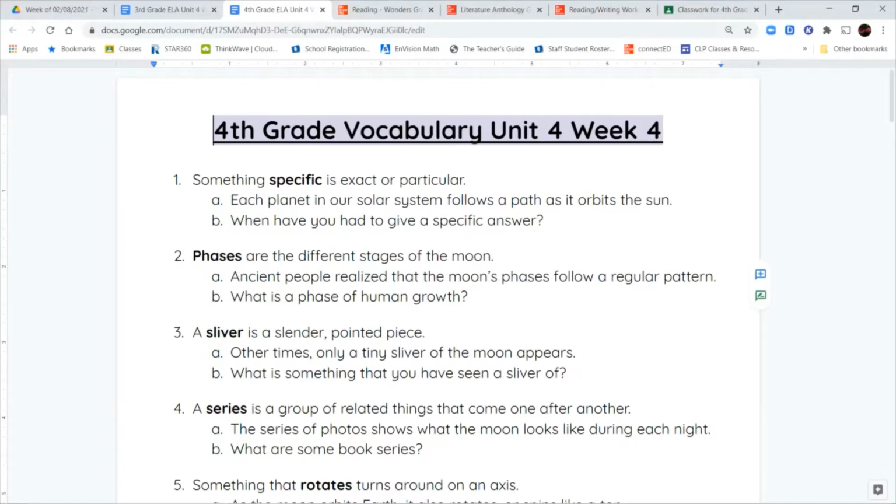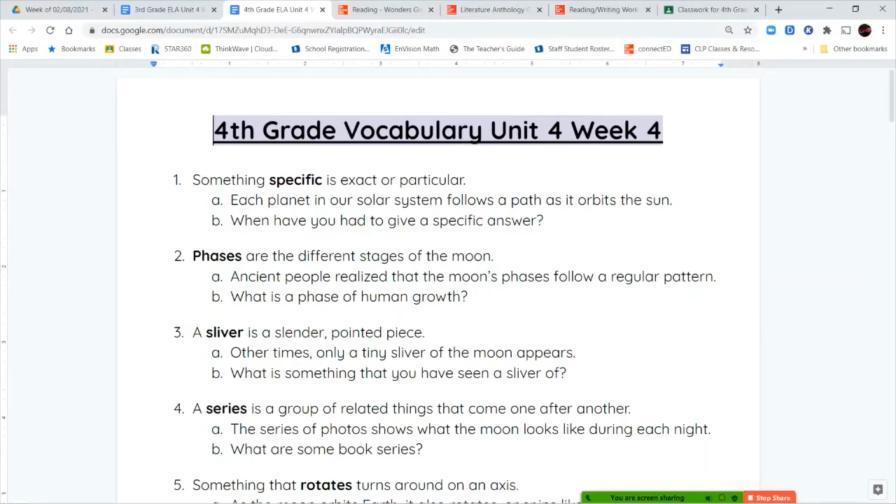Next, we have the word phases. Phases is a word that we've talked about before. And in this context, and for this week, when we're talking about phases, we're talking about it in terms of stages of the moon. So is it a full moon? Is it a crescent moon? Those are different phases. And there's a lot of other ones in between, of course.